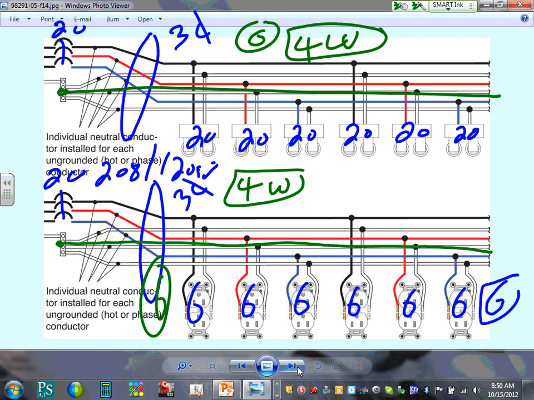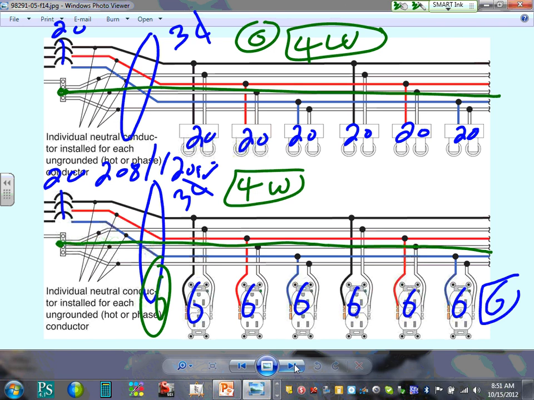So how am I going to do it in this project? Unless they tell you to pull an isolated grounding conductor with every circuit, we're going to use a multi-wire branch circuit. Typically in the office, we pulled a neutral with every circuit. They're telling us to pull a neutral with every circuit.